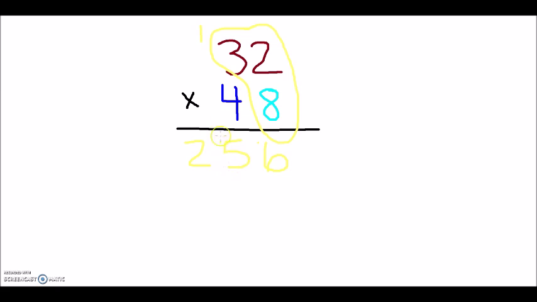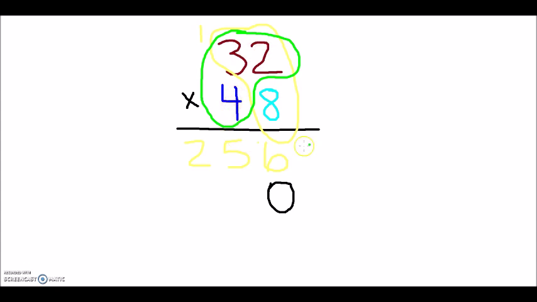And now, to move on to our second problem of 32 times 40, we have to put a 0 in the ones place down here. So now let's focus on our second problem of 32 times 40. So now you're going to do this one just like any old multiplication problem.